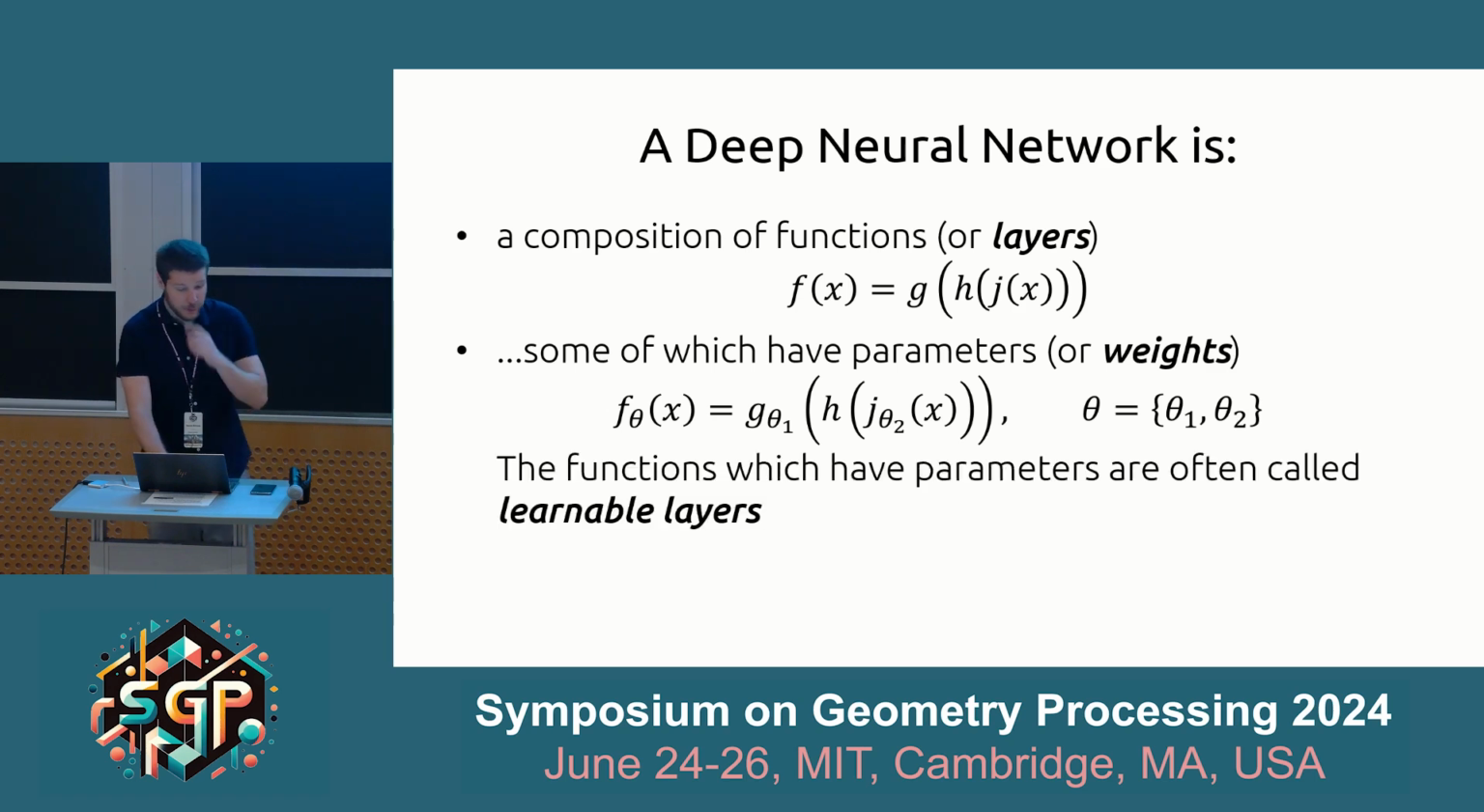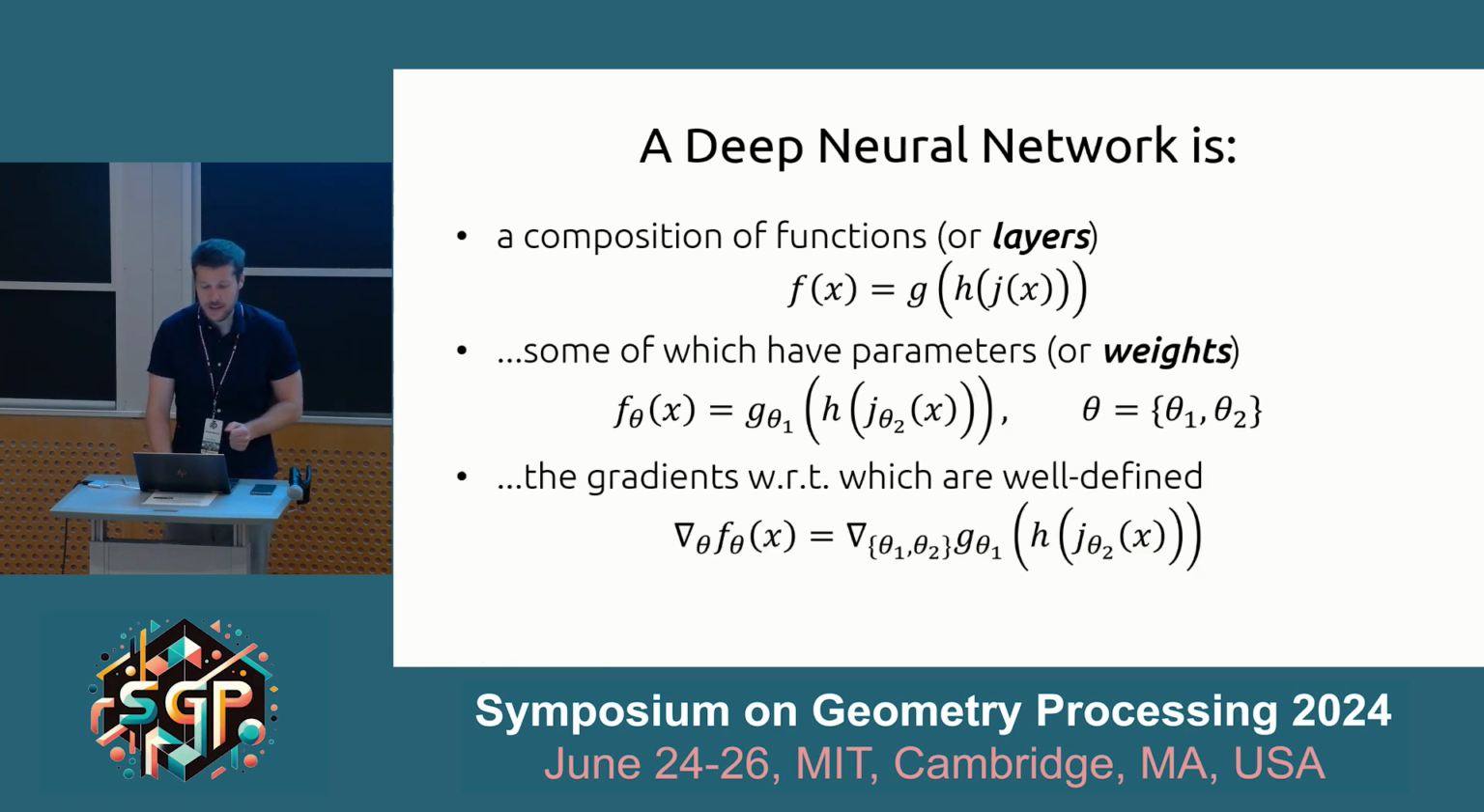Another term you might hear thrown around is that the functions in this chain which do have parameters will often be referred to as learnable layers. They're the layers which are learnable because they have parameters which can be optimized. Speaking of optimizing parameters, the third thing which is true of a deep neural network is that the gradients with respect to all of these parameters are well defined, so that we can optimize these parameters with first order optimization methods, something in the gradient descent family. Really, I think these three things get at the core of what a neural network is. And there's lots of other gobbledygook on top, but I think this is at the core of it.